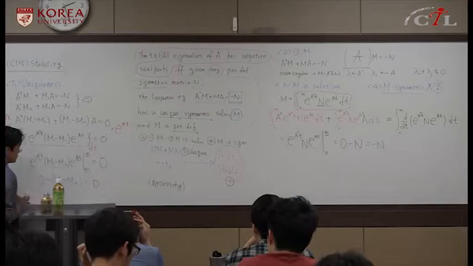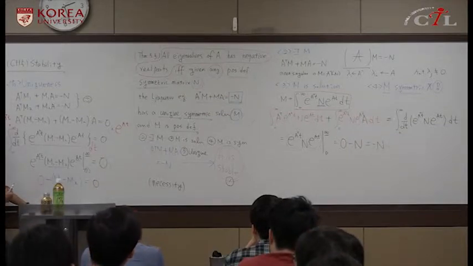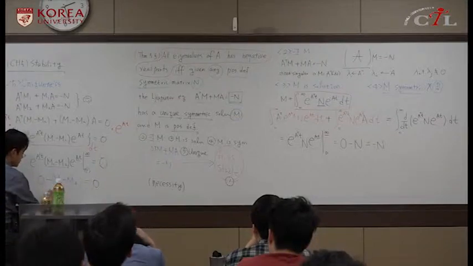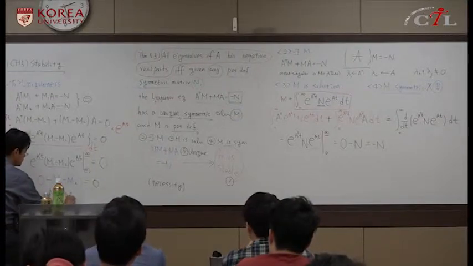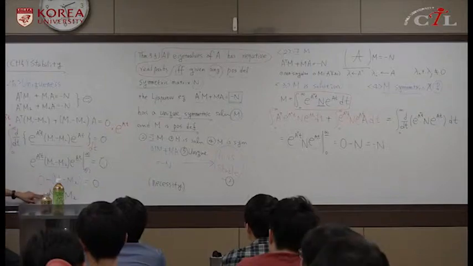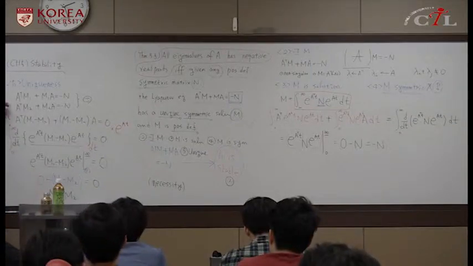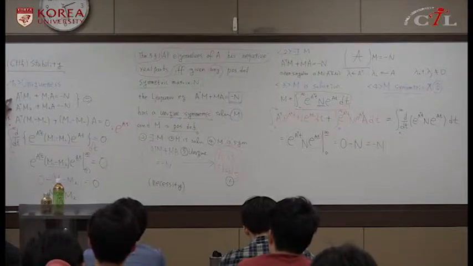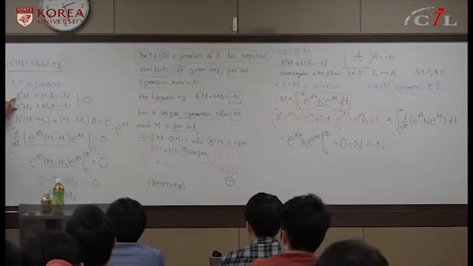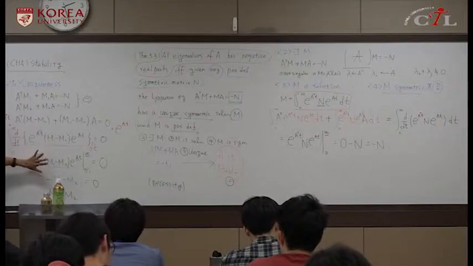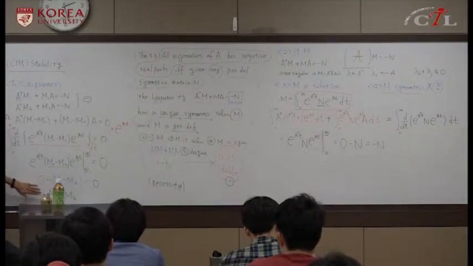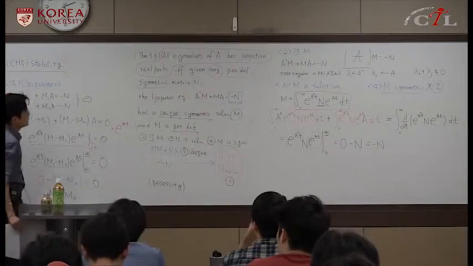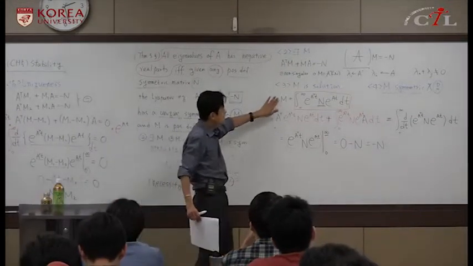Equal to nothing. Which means that if this is nothing, M1 is equal to M2. That means there's a unique solution. Initially, we assumed that there are two solutions, M1 and M2. We calculated, did some tricks, and finally they turned out to be the same. That means this M is the unique solution.